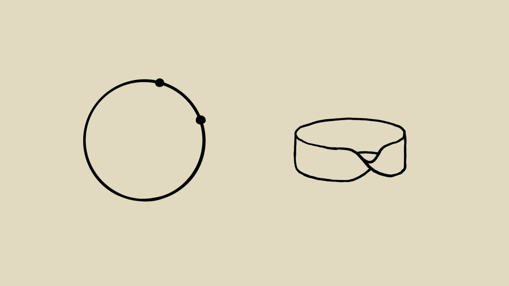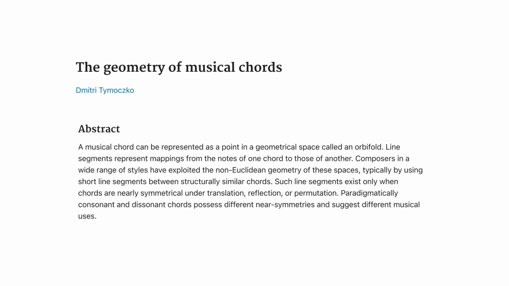Now, this result is not unique to music. In general, the configuration space of two unordered points on a circle is a Möbius strip, and it happens that musical notes act the same as points on a circle. This result's application to music is also not something I came up with. You can find Dmitry Tymoczko's paper on it in the description.